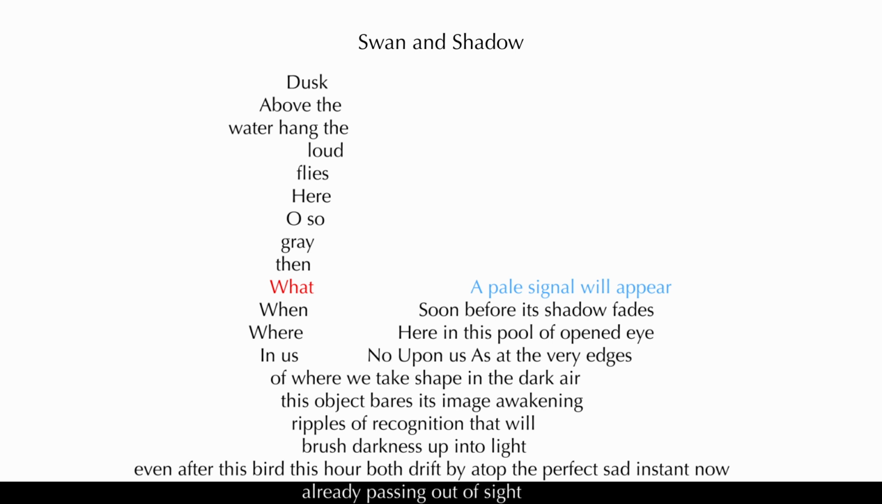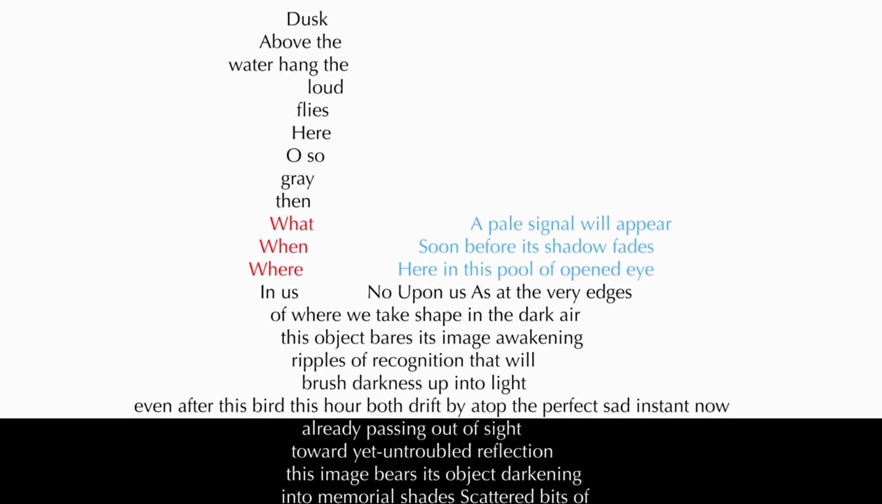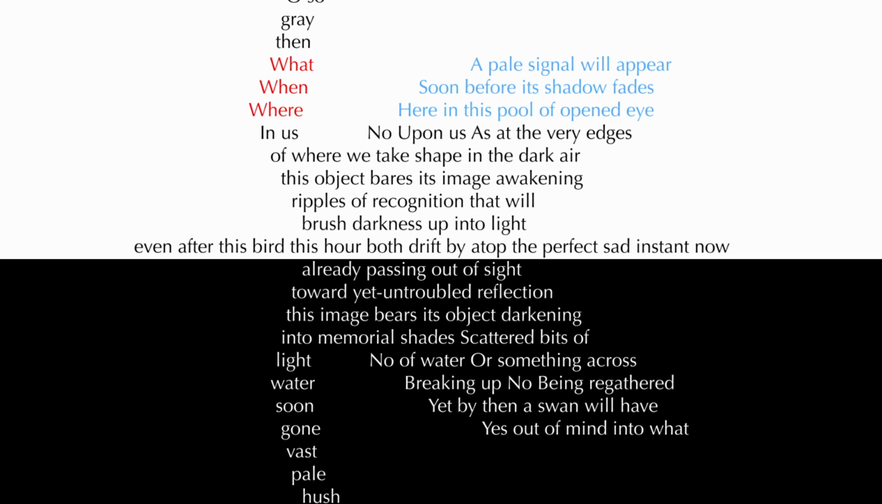Then the first speaker asks a new question. "When?" Response, "Soon, before its shadow fades." The separation of neck and wings makes a dialogue possible between two speakers. Although there's no question mark after what, when, and where, the white space directs you to pose these words as questions, because the answer is written on the other side of the white space.